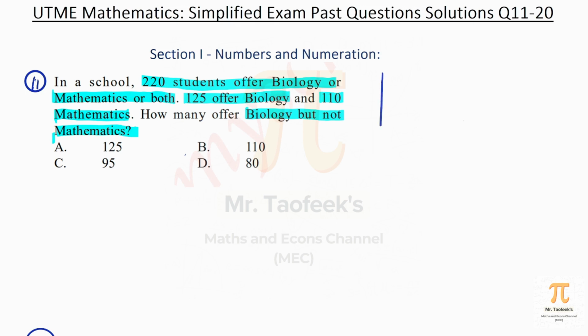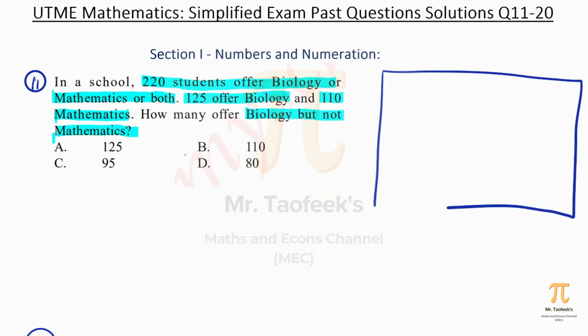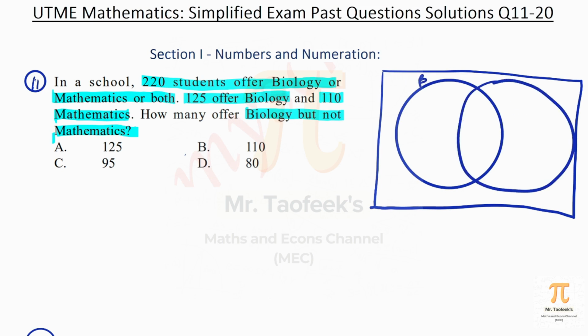Okay, to answer this question, one of the best ways to do it is to quickly draw a Venn diagram. Okay, a Venn diagram that consists of 2 circles. One circle for those that are doing biology, we call that B, and then another circle for those that are doing maths. Okay, so very quickly now, let's put the numbers inside. The number of all the students in this school has to be what? Has to be 220.